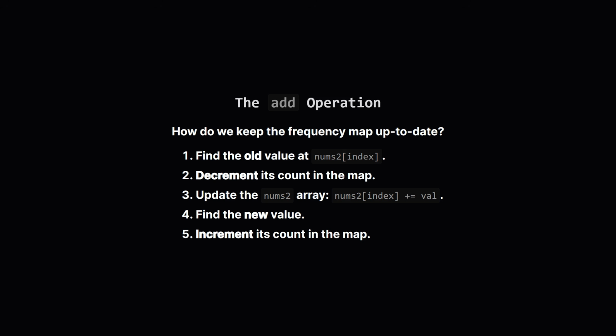But what about the add operation that changes things? It's a simple two-step update. First, we find the number that's about to be changed in the nums2 list. We go to our frequency map and decrease its count by 1. Then, we perform the actual addition. Finally, we take the new value that's now at that position and increase its count in the map. This way, our frequency map always stays perfectly in sync.